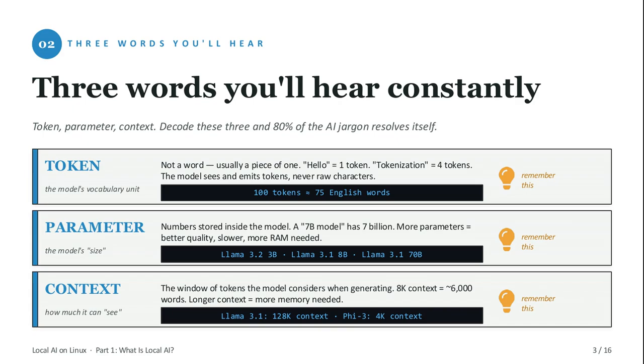Before we go further, three words will keep coming up, so let's pin them down now. A token is the model's vocabulary unit, not quite a word, more like a fragment, roughly 100 tokens for every 75 English words. A parameter is one of the numbers stored inside the model. When you hear 7B, that's 7 billion of them, and more means better quality but heavier on RAM. And context is the window of tokens the model can actually see at once. 8,000 tokens is about 6,000 words of memory to work with. Get comfortable with these three, and most AI jargon stops being mysterious.